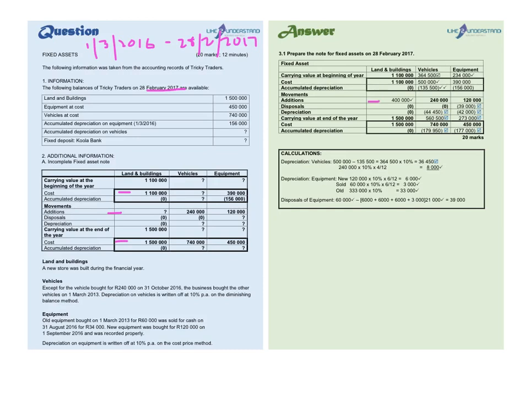Vehicles: except for the vehicle bought for 240,000 on the 31st of October 2016, that is during my year, the business bought the other vehicles in March 2013. That's a couple of years ago. Depreciation is calculated at 10% on the diminishing balance method. So first of all, we have to calculate depreciation on vehicles that we had in previous years.